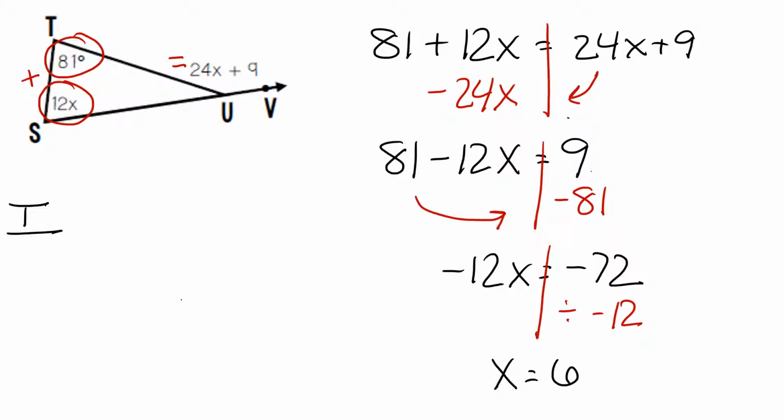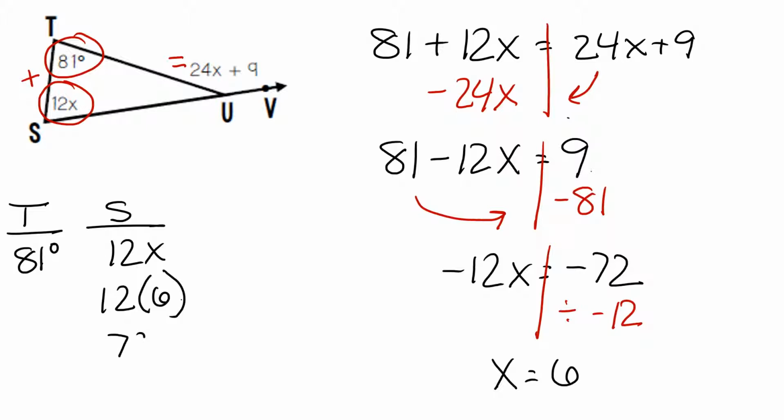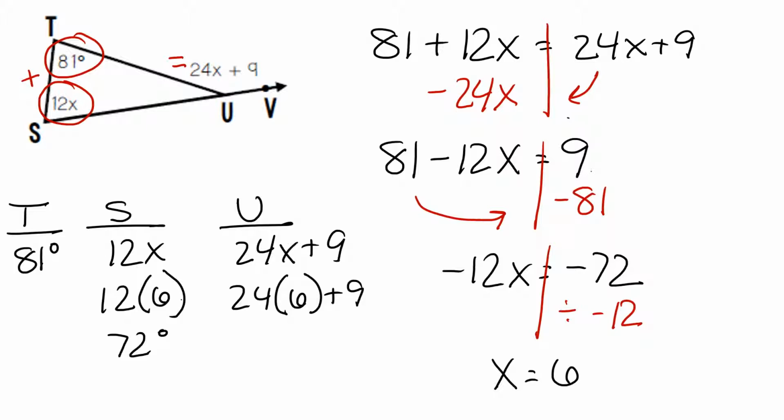We have to take that answer and plug it back into each equation to solve for our angle measures. Angle T is already solved for us at 81 degrees. Angle S is 12x, so 12 times 6. 12 times 6 is going to be 72 degrees. Angle U is 24x plus 9. So 24 times our answer, 6, is going to give us 144 plus 9 for an answer of 153 degrees.